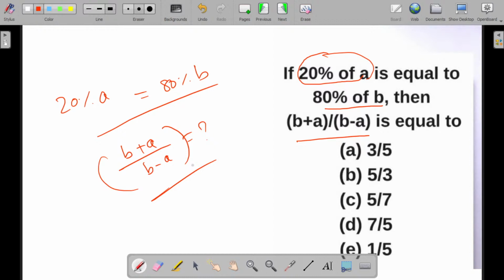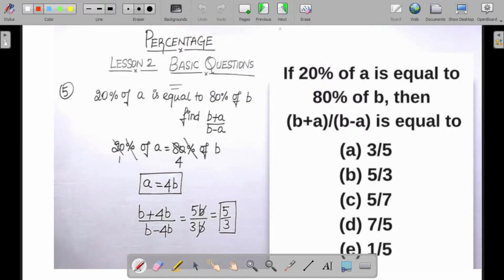Okay, do it. 5 by 3. Okay, so the answer is very simple. So here a you will get 4b, then you just put the value of a. So after the simplification you will get 5 by 3. Okay.